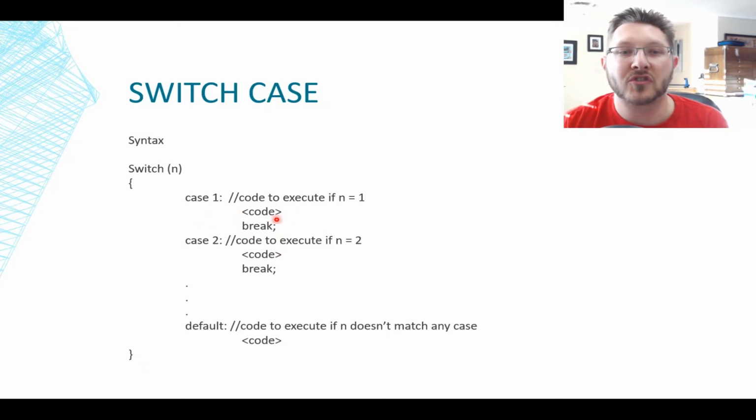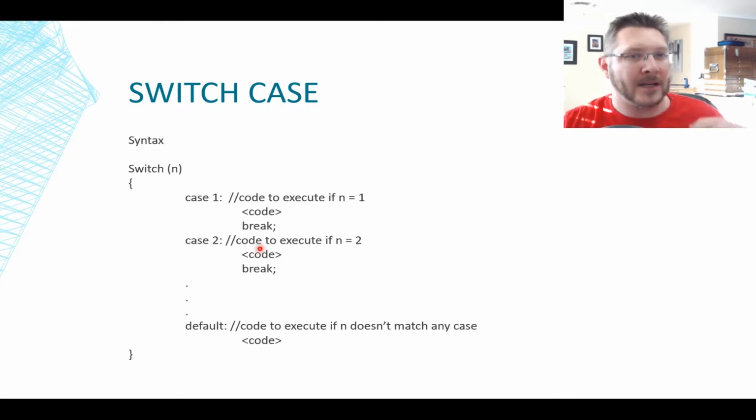We can tell it to stop. The break command does a few different things in code. We'll see in the next video. In loops, it has the ability to stop a loop. But for right now, it basically breaks out of the switch case. It goes down to here and executes the rest of the code.